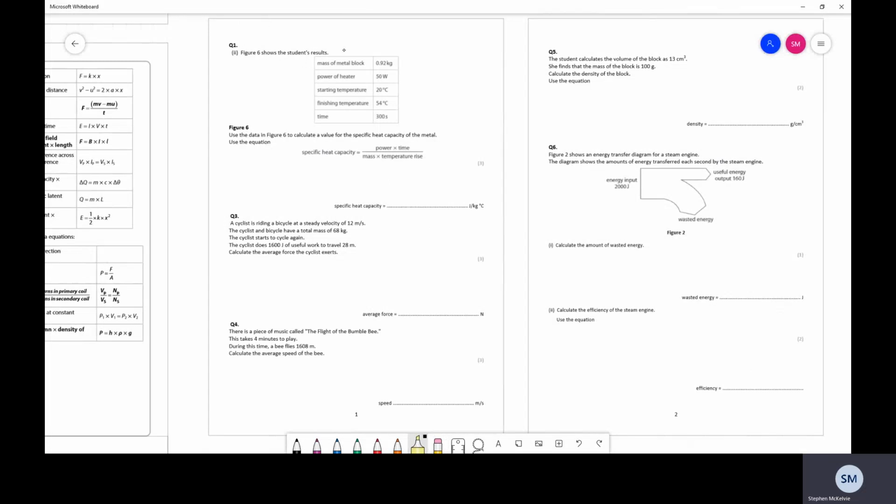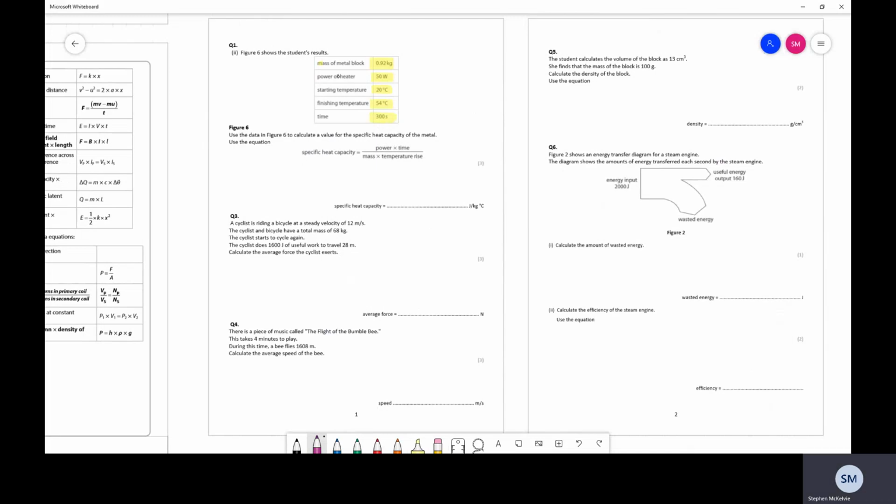So question 1, figure 6 shows the student results, I assume from some kind of experiment. We have the mass of a metal block of 0.92 kilograms, the power of the heater 50 watts, starting temperature 20 degrees Celsius, finishing temperature 54 degrees Celsius, and total time 300 seconds. That's 5 minutes if you're not a physicist, but there you go. Now we have to use the data in figure 6 to calculate a value for the specific heat capacity of the metal. Use the equation specific heat capacity equals power times time divided by mass times temperature rise.